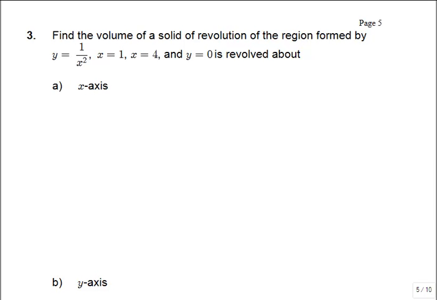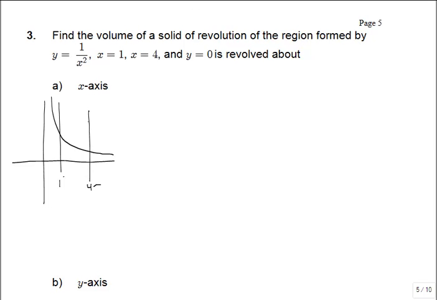All right. Next example, find the volume of a solid of revolution of the region formed by 1 over x squared, x equals 1, x equals 4, and y equals 0. And we want to revolve it around the x-axis. So you can certainly graph this on your calculator if you like. 1 over x squared looks kind of like this. x equals 1 is a vertical line. x equals 4 is a vertical line.